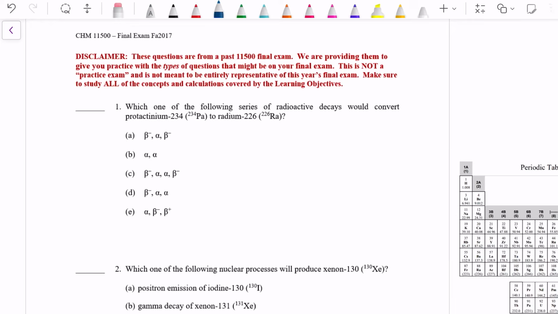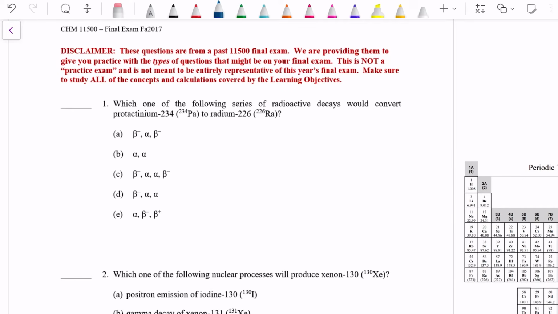Okay, we've got the Fall 2017 Chem 115 final, so let's jump into it. Question 1: Which one of the following series of radioactive decays would convert that element, mass number 234, into radium-226?